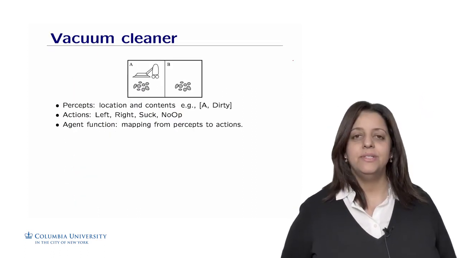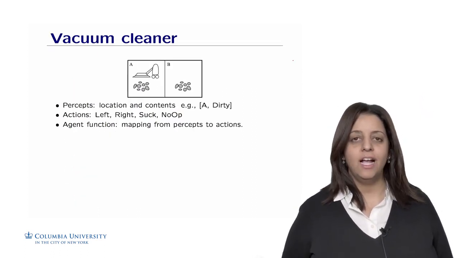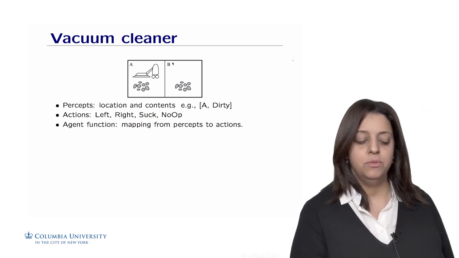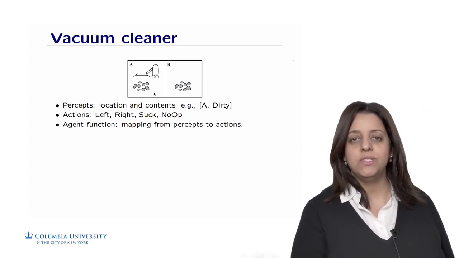Let's take a very simple example of a vacuum cleaner agent that evolves in a small environment in which we have two rooms, room A and room B, and potentially some dirt in the rooms to clean up.